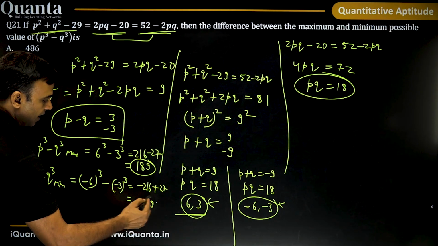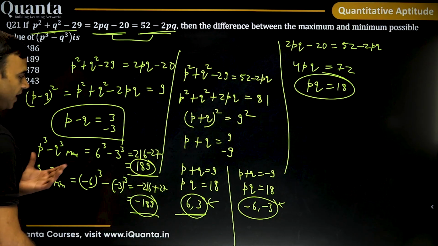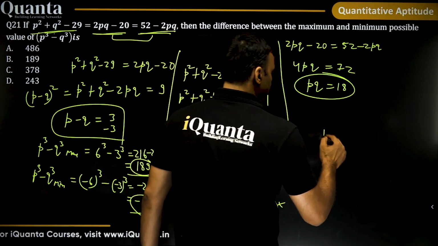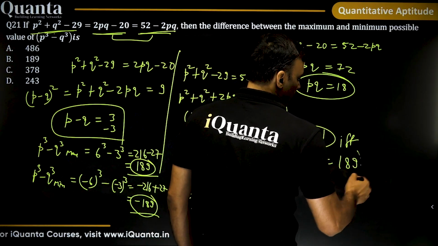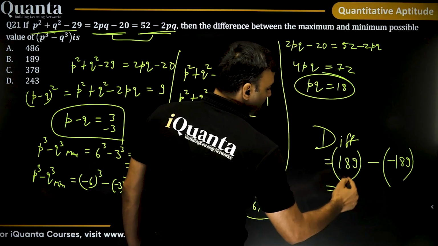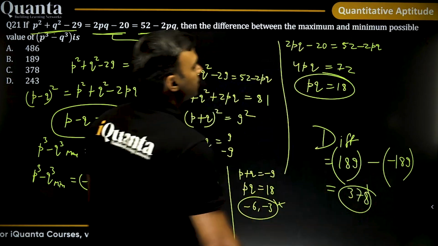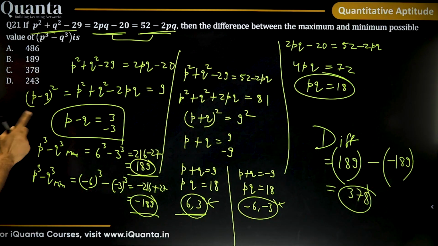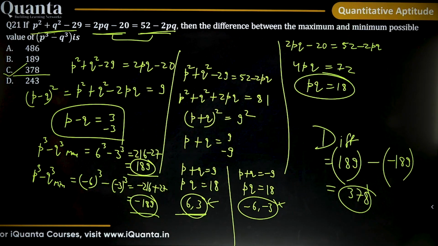Fantastic. Now I need the difference between these two values. So clearly the value of the difference will be 189 minus minus 189. So this should be 36, not 18, so 378. So the answer of the question, the difference between max and minimum value, is 378. Option C is the correct answer.